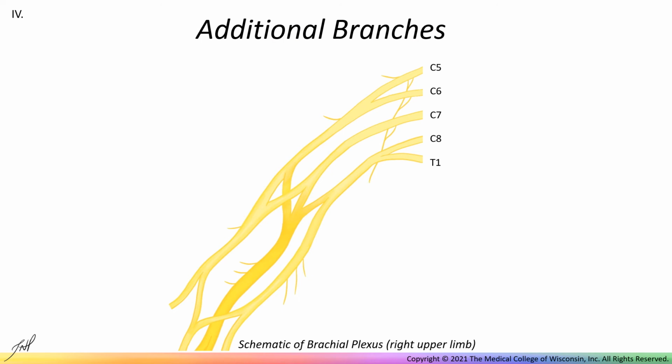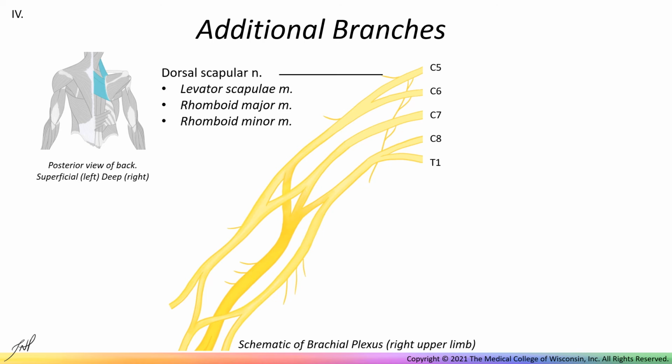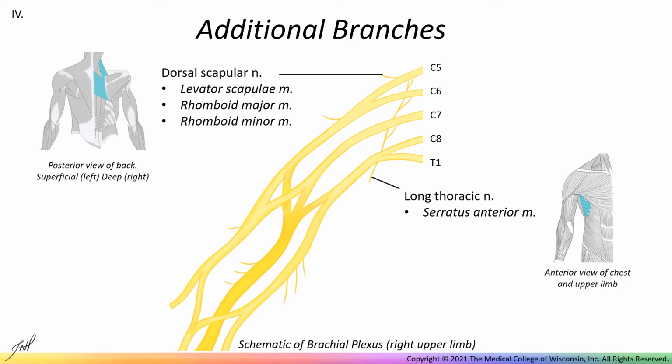Now we will wrap up by discussing additional small branches of the brachial plexus. Superiorly, the dorsal scapular nerve branches from the C5 ventral ramus and innervates the levator scapulae, rhomboid major, and rhomboid minor muscles. The long thoracic nerve has fibers from C5 through C7 and innervates the serratus anterior muscle from its superficial surface. Due to its location near the axilla and its superficial course, the long thoracic nerve can be damaged during procedures like removal of the axillary lymph nodes during a breast cancer surgery.